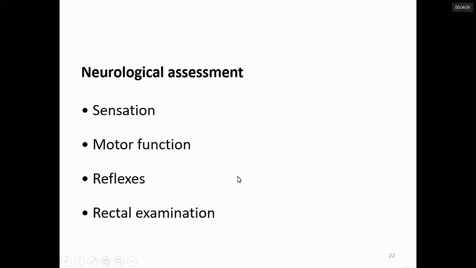So for neurological assessment, always check the sensory level, because there is always a sensory level for checking the spinal cord injury from C2 to S3. Once the sensation is examined, you go for the motor examination. Before doing the motor examination, you have to check the tone of the particular joint, tone, reflex, and power. And at last, you should do the rectal examination, to see whether the patient is in spinal shock or not.